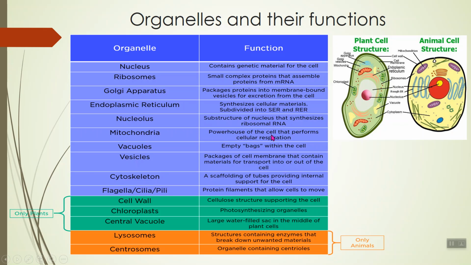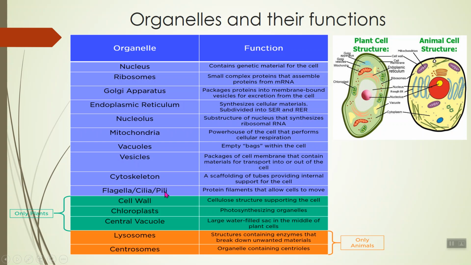Mitochondria is the powerhouse of the cell. It performs cellular respiration. Vacuoles are storage bags. They store minerals and water. Vesicles are responsible for transporting material out of the cell by exocytosis. And cytoskeleton is pretty much the protein fibers inside the cell. It is like a skeleton in our body. It gives physical support.